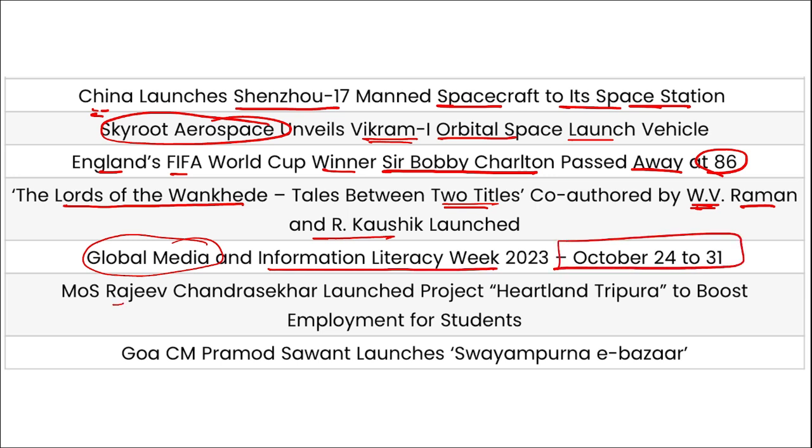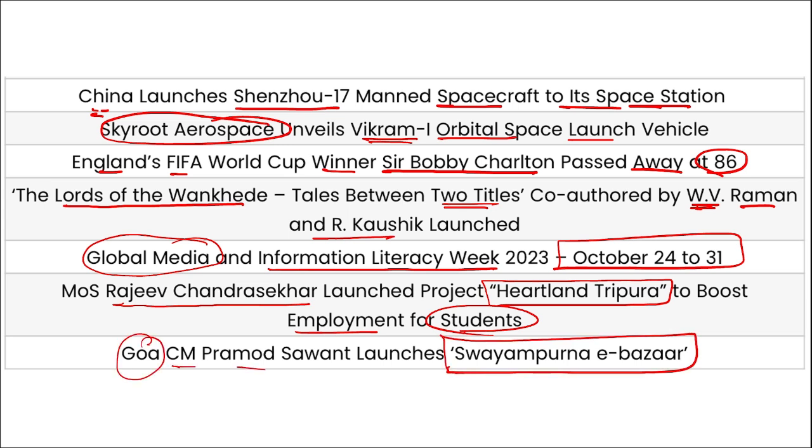Minister of State Rajiv Chandrasekhar has launched Project Heartland Tripura, and it is to boost the employment for the students in the state. Goa's Chief Minister Pramod Sawant has launched Swayampurna e-Bazaar. And what is this Swayampurna e-Bazaar? This is an online portal where the self-help groups and women can make their products and sell their products online. Right? So these are your important current affairs for the day, friends.